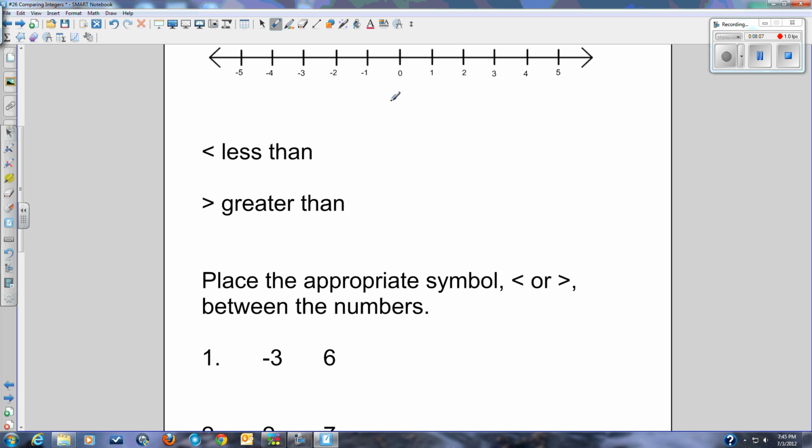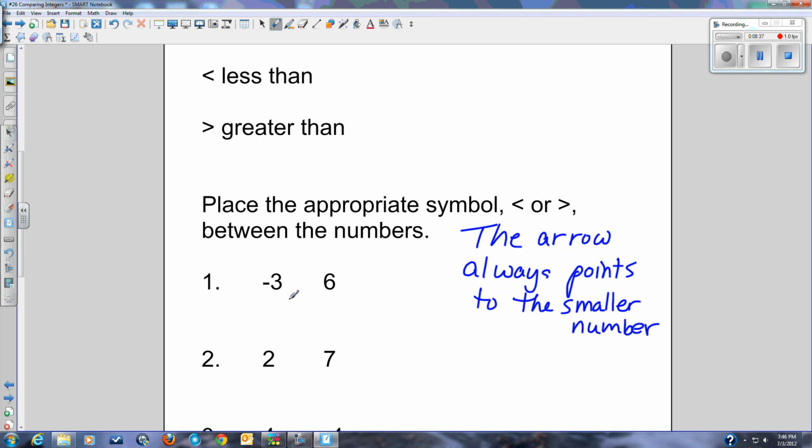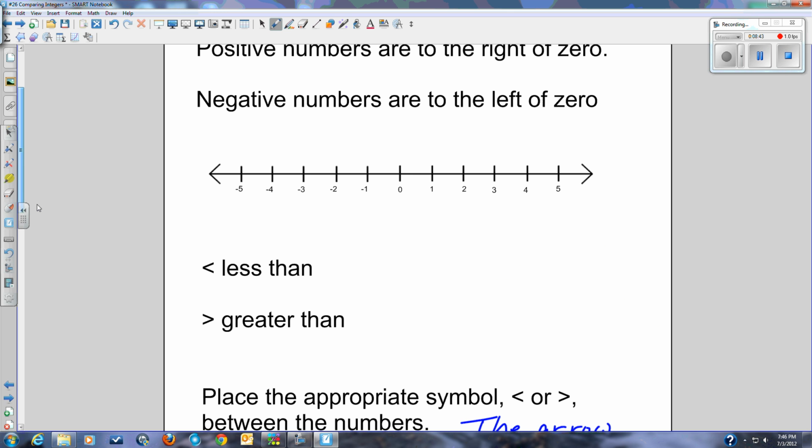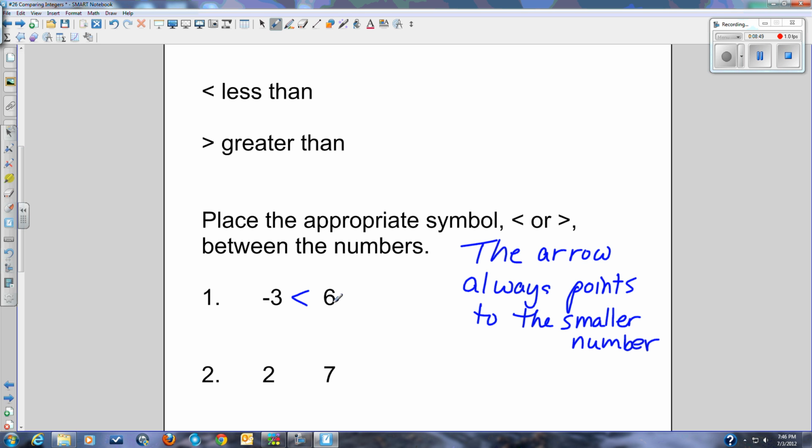When you're filling in greater than or less than symbols, this is one thing that's going to help you. The arrow always points to the smaller number. All right, so now if I want to put greater than or less than between negative 3 and 6, negative 3 falls farther to the left on the number line. So the arrow is going to point to negative 3.